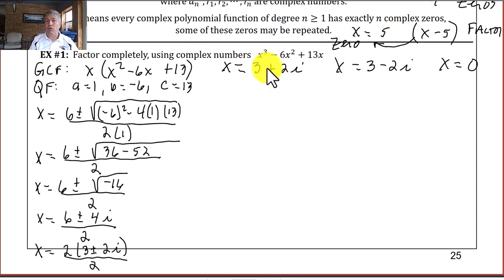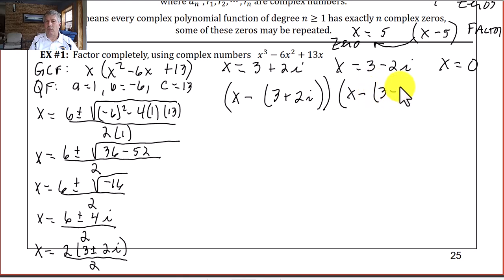Okay, so these are our zeros, which means 3 plus 2i comes from the factor of x minus the quantity 3 plus 2i, right? x equals 5 as a zero comes from the factor x minus 5, so these minus signs. So x equals 3 minus 2i comes from the factor x minus the quantity 3 minus 2i.